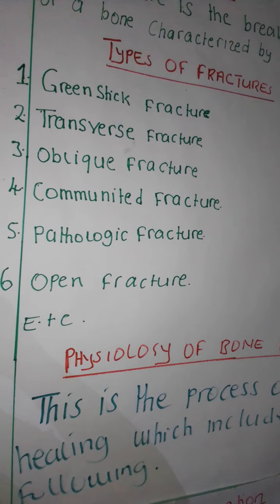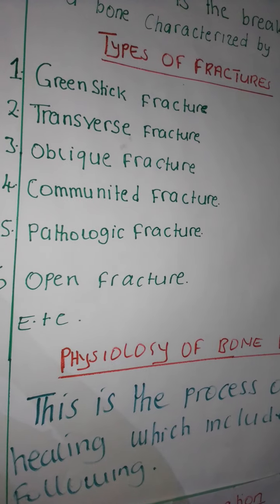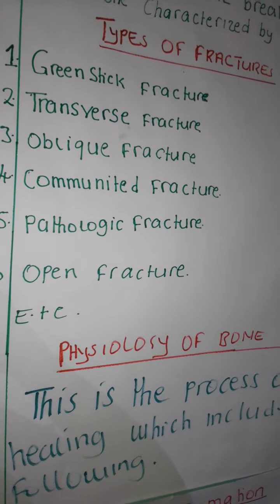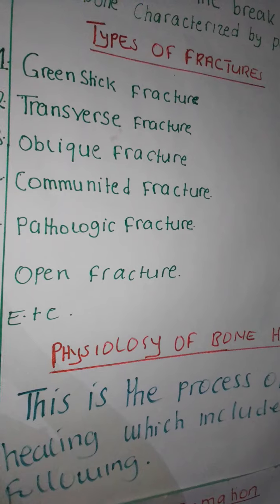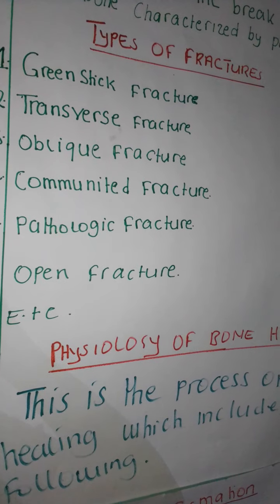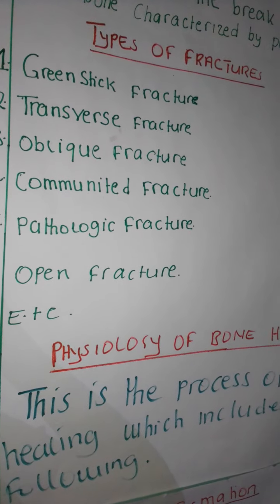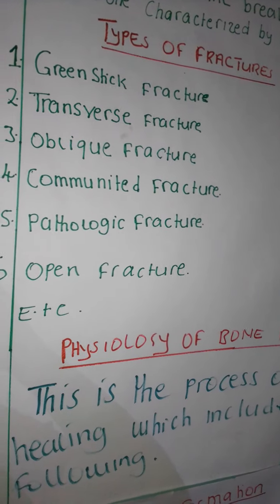Then we have an oblique fracture, which happens at less than 90 degrees to the long axis of the bone. Then you have a comminuted fracture. A comminuted fracture is a fracture in which there are bone fragments, so there are two or more pieces of bone.